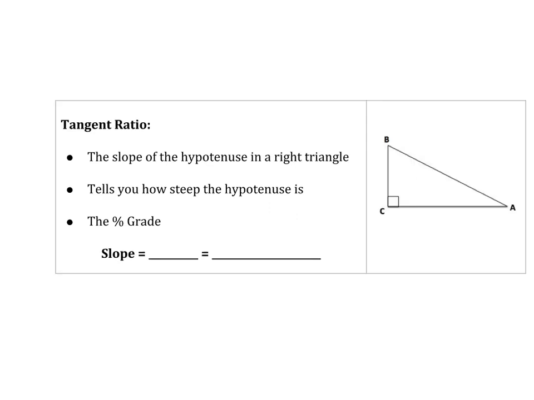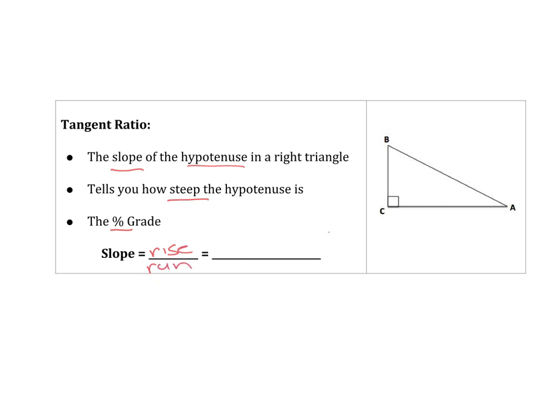Let's get started. Our tangent ratio is going to represent the slope of the hypotenuse for a right triangle. Or another way to think about it is it's going to tell us how steep the hypotenuse is. So we can call this the percent grade of our hypotenuse. For our slope, traditionally we know that it is the rise over the run.